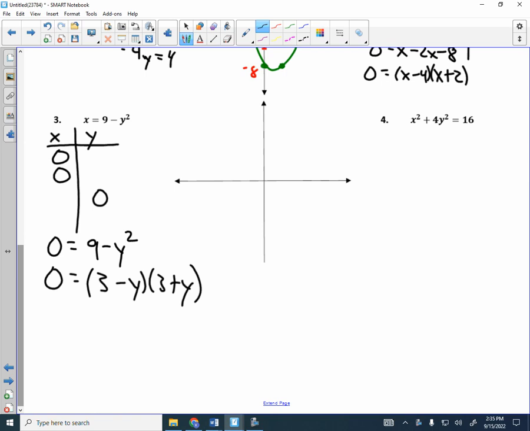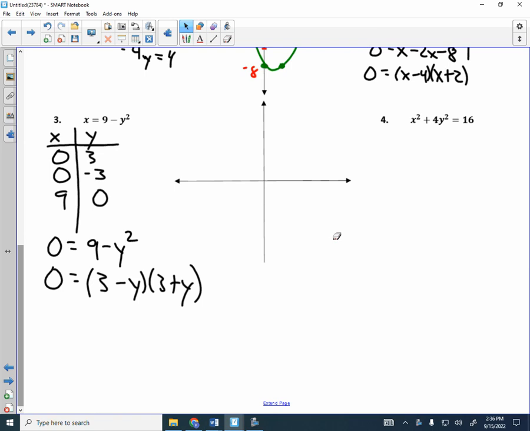Some people have asked, can I just switch it? I don't like it like that. No, you can't. Just factor it like that, okay? If you need to factor a negative 1, I suppose. But so your answers are 3 and negative 3. So I got 2 x-intercepts. We move on to the y-intercepts. Suppose I plug in 0 for y. What do you get for x? You get 9.